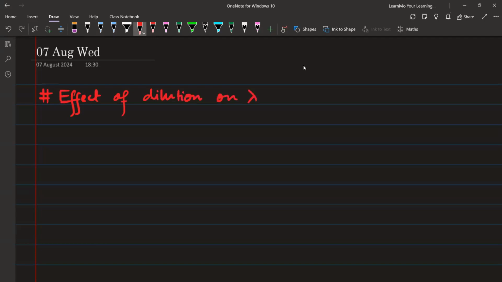On lambda m of weak electrolyte and strong electrolyte.